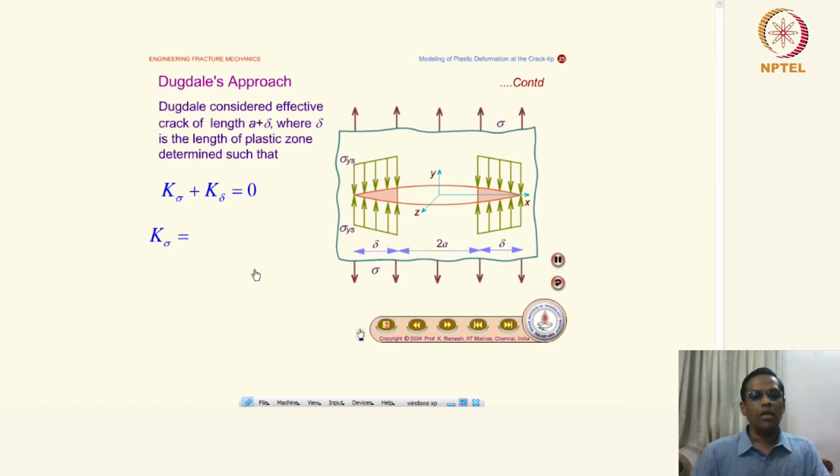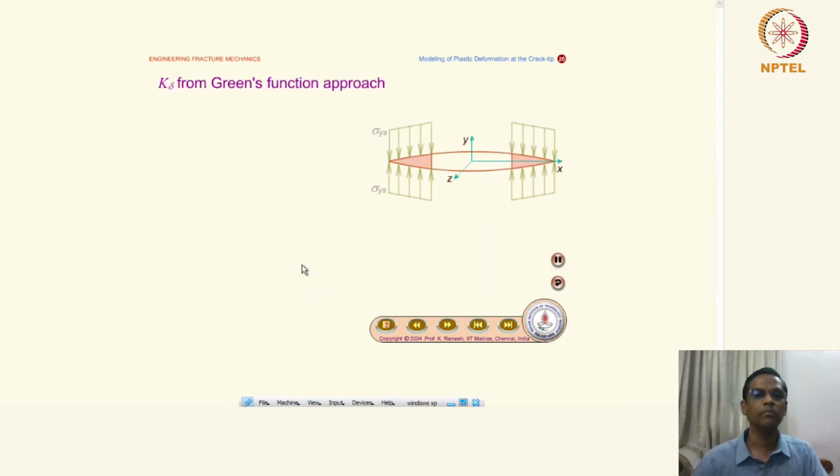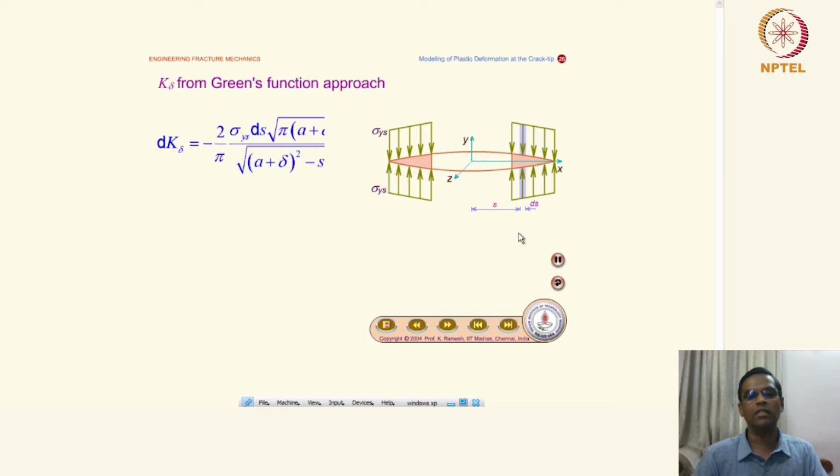Kσ, we know, is σ√(π(a+δ)). Kδ is a singularity due to the pressure σys. I am saying it is a compression, so it is considered as a pressure. How do we carry this forward? So Kδ from the Green's function approach. We will see what that is.